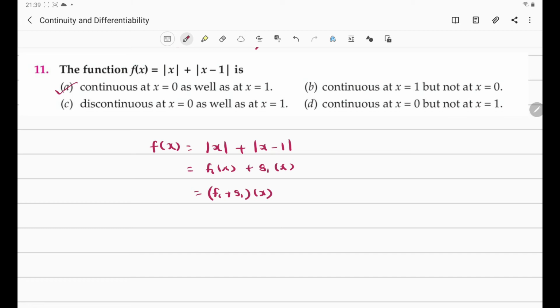Now, in the same question, suppose the question is asked about differentiability, then we can say that this function is not differentiable at the vertex points. We observe that the vertex of the modulus of x is 0 and the vertex for modulus x minus 1 will be at x equal to 1. So, this function is not differentiable at x equal to 0 and x equal to 1. Here the question is only about continuity, so we can say that this function is continuous at x equal to 0 as well as at x equal to 1.